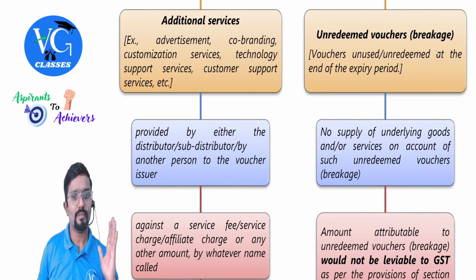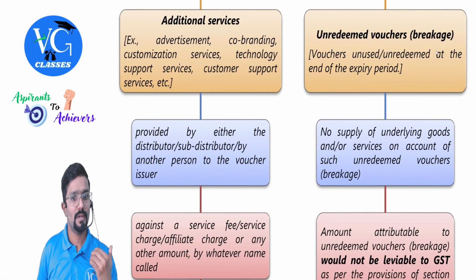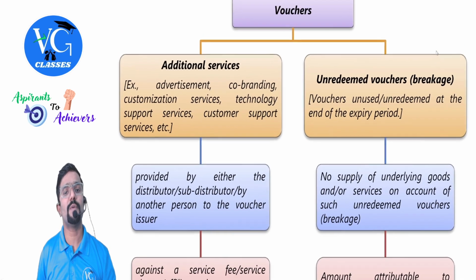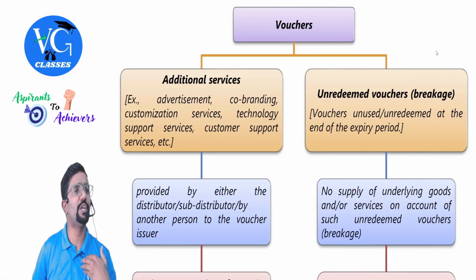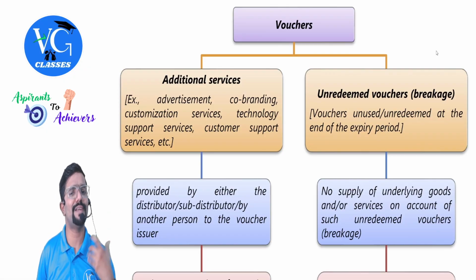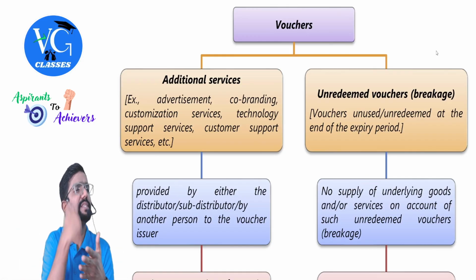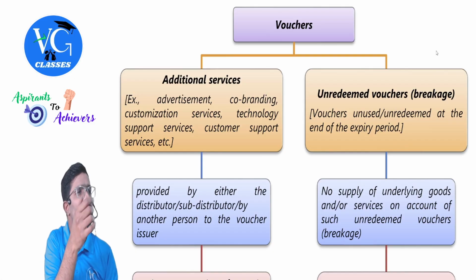Yes. So this is additional services. Sir, who is providing this to whom? Assume I am providing it to the voucher issuer. Clear? Any services. Some examples also I have given: advertisement, co-branding and all. Sir, we have maybe collaborated with them. I am providing services to you also. For that, I am charging you some fee.